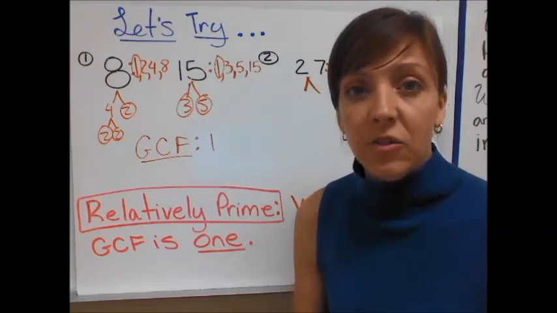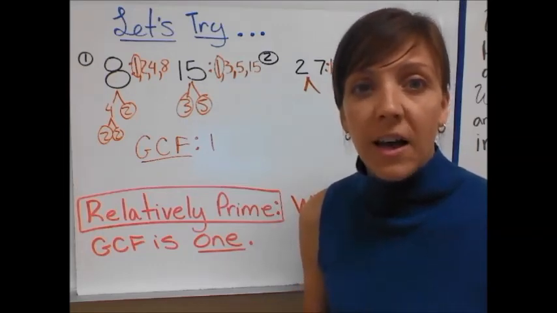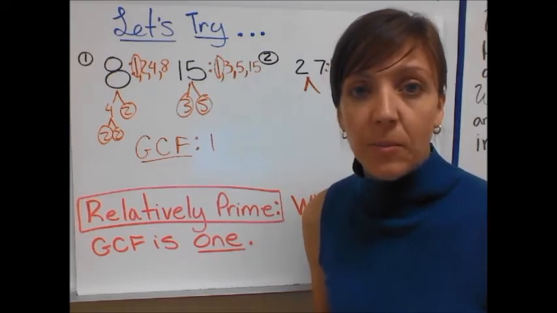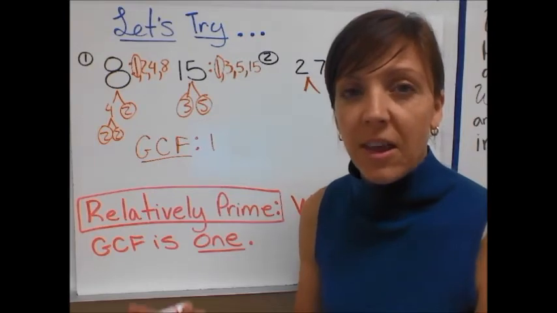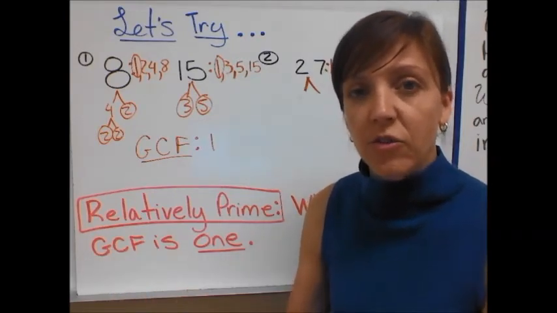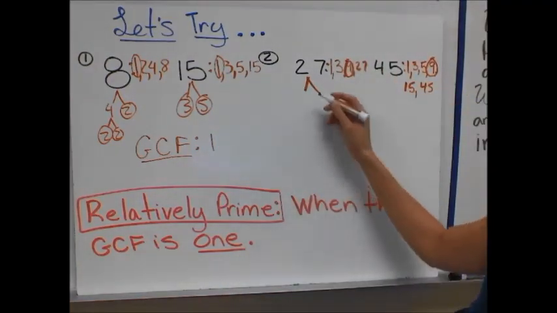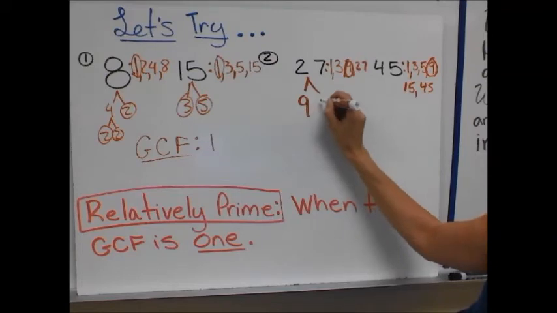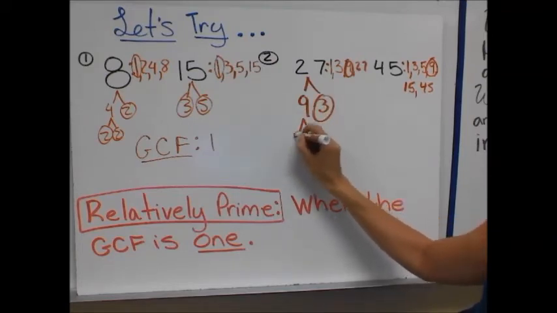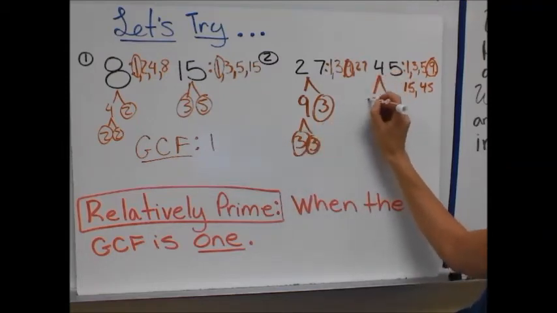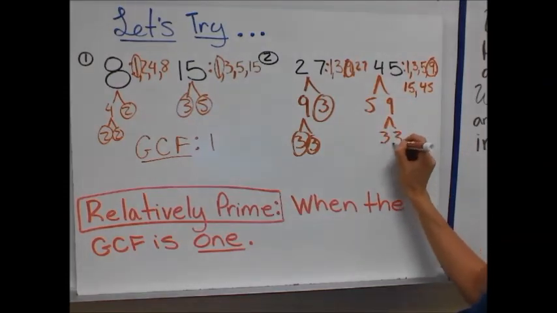So a prime factorization tree is the best way, especially with larger numbers, to find the greatest common factor of the two numbers. You can't miss any factors in a factor tree, but you can accidentally skip one if you're listing them out. So let's see, 9 times 3 and 3 times 3. And then for 45, we have 5 times 9 and 3 times 3.